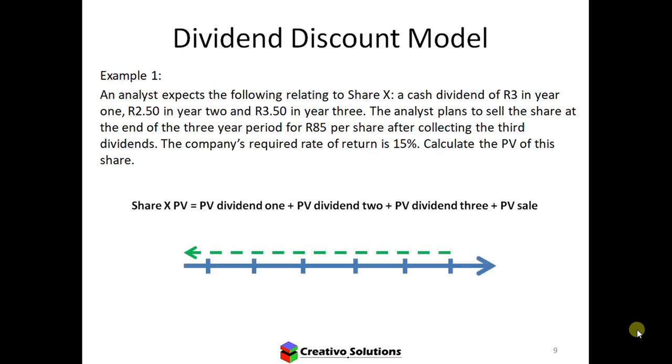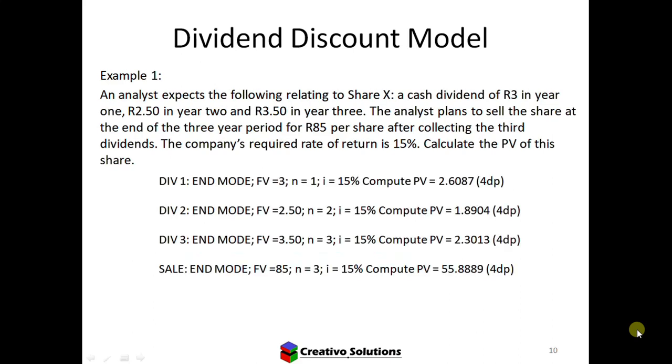Right, so draw the timeline, take all of those future dividends and discount them back in time. Remember to always present value all those future cash flows back in time in order to get an estimate of the share price. Right, so what we're going to do, we're going to take each dividend and discount it back in time. So div 1 will obviously occur at time 1, so n is 1. Your future value is the dividend, and you're going to be calculating your present value, which is your estimated present value for that particular dividend discounted back in time at the required rate of return.